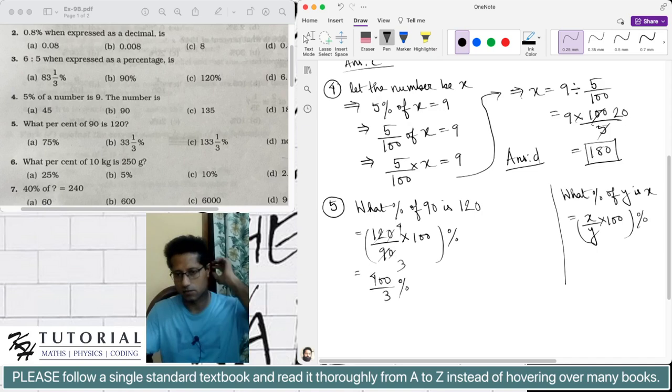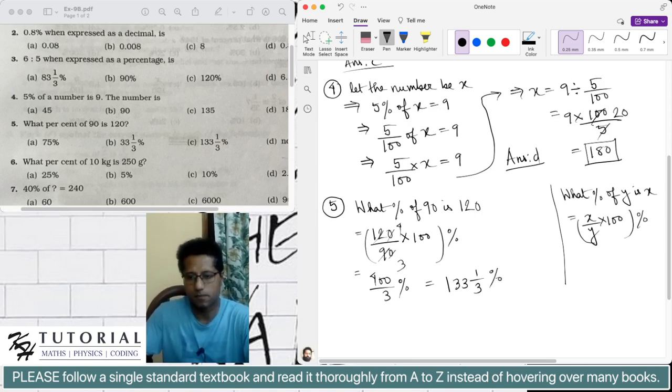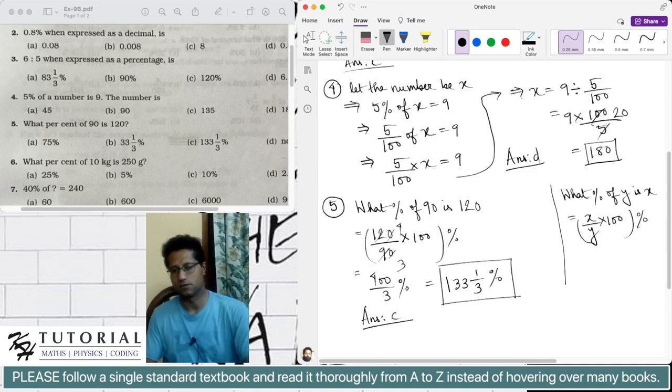Now 400 by 3 is an improper fraction. We have to convert it into a mixed fraction. So 400 by 3, when expressed as a mixed fraction, is 133 1 by 3 percentage, and hence the correct choice is C. C is the correct choice.